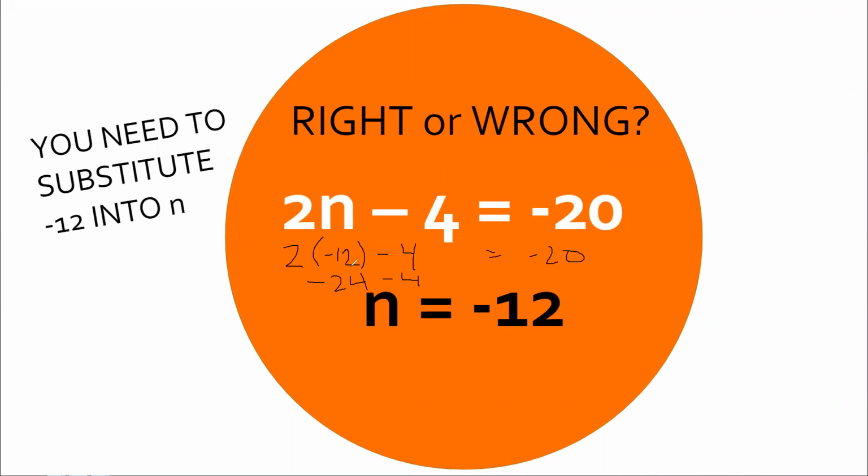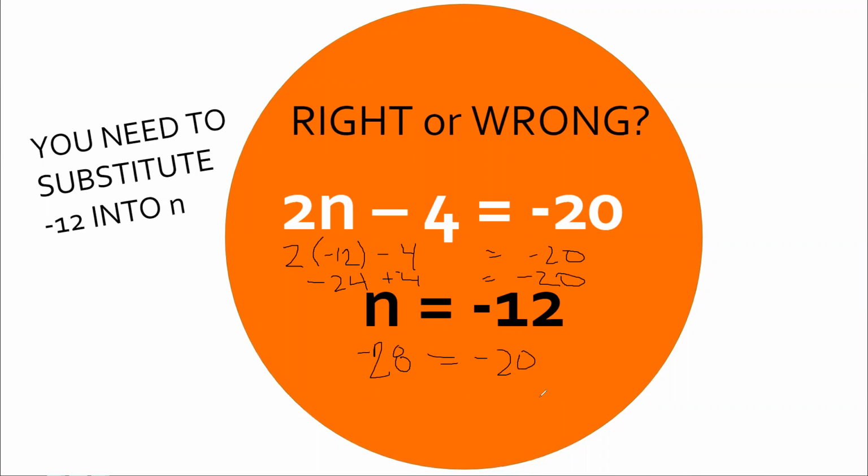I'm going to KCO that. That means keep, change, opposite. And that's still supposed to be equal to negative 20. Negative 24 plus negative 4. Since they're both negative, we're adding those two together. So we are going to get negative 28 equals negative 20.